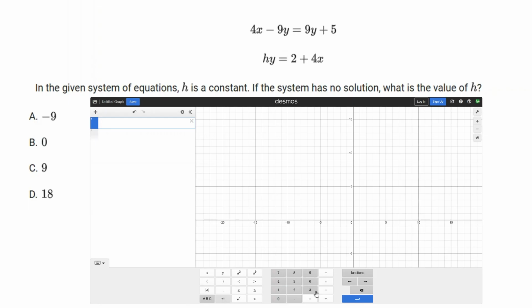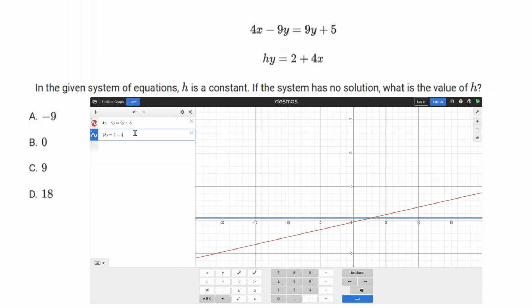Okay, so let's go and plug this in here. 18y plus 5, hy, which we substitute 18 in for h, equals 2 plus 4x. And as you can see here, they have no solutions because they're completely parallel to each other. So 18 is our answer.